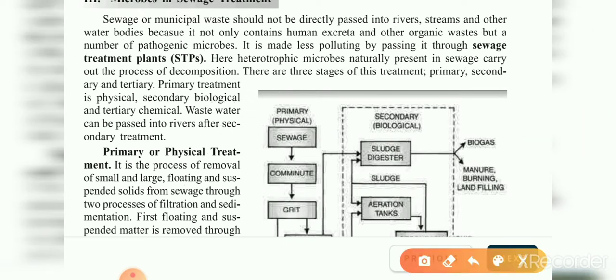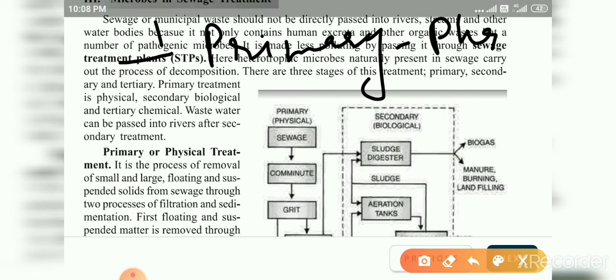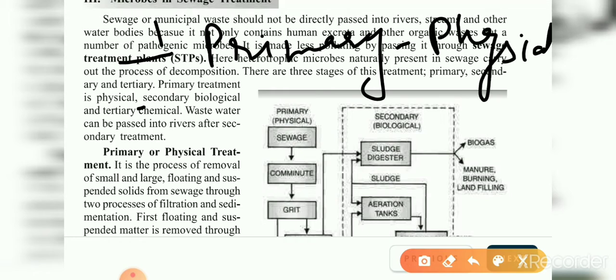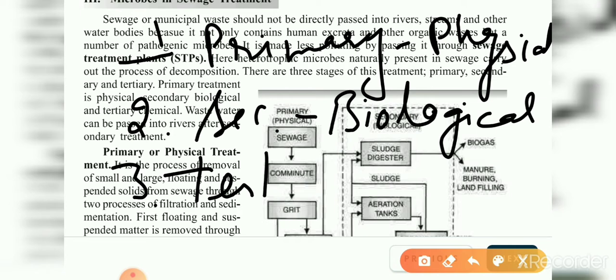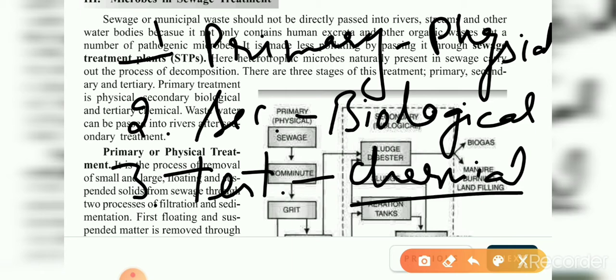This plant works in three stages. The first stage is the primary stage, which is also known as the physical stage, and the second stage is the secondary stage, which is also called the biological stage. The third stage is the tertiary stage, and this tertiary stage is actually a chemical stage. Clear? So how many stages are there? Three: primary, secondary and tertiary.